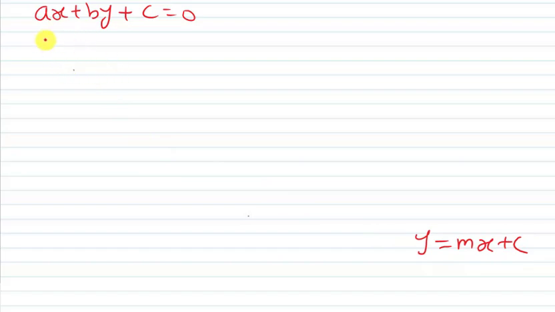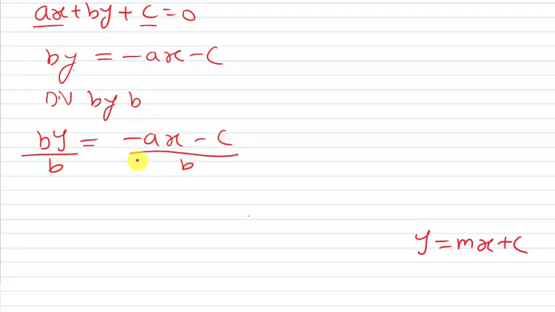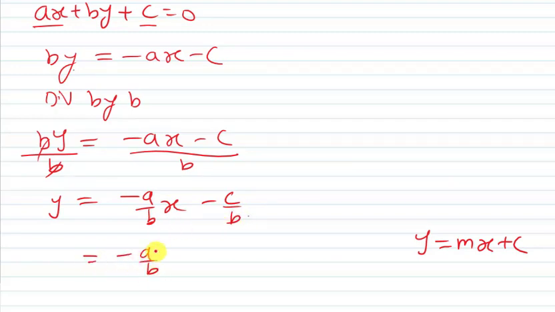So let's start. Send the ax and c terms to the right hand side. What I will get? by equals minus ax minus c. Now divide the equation by b. What I will get? y equals, let's do all the steps. This b will cancel. What I will get? y equals. Now separate this b to both terms. What I will get? Minus a by b x minus c by b. I can write it as minus a by b x plus of minus c by b.